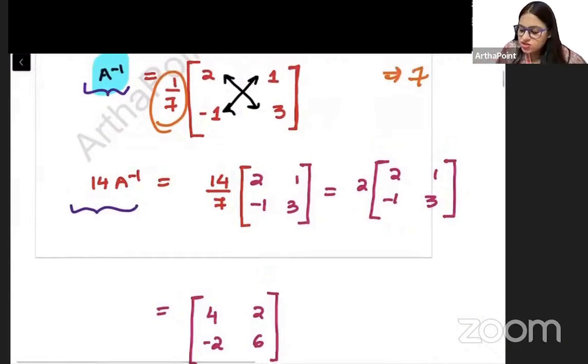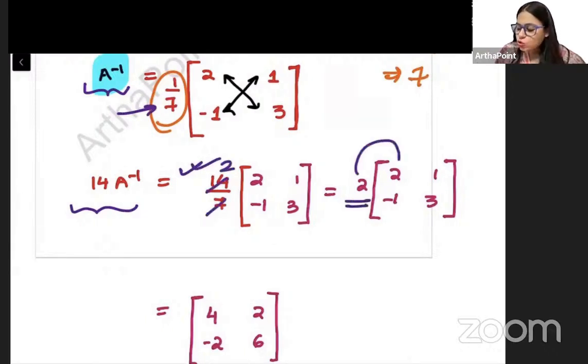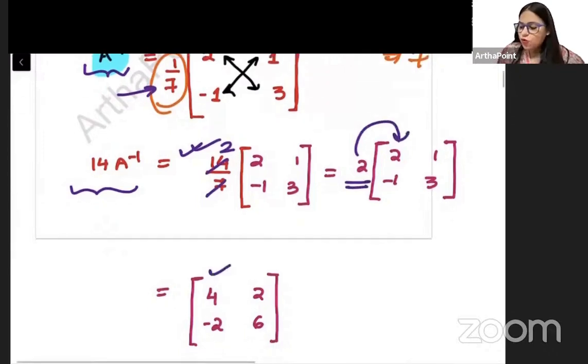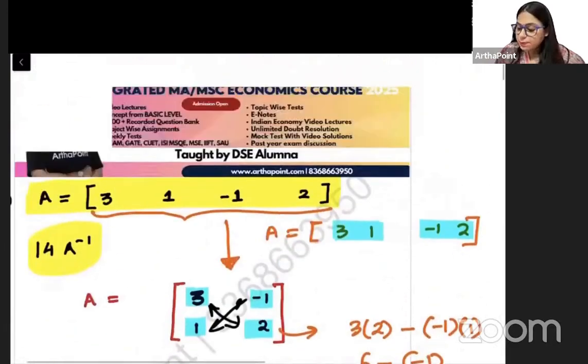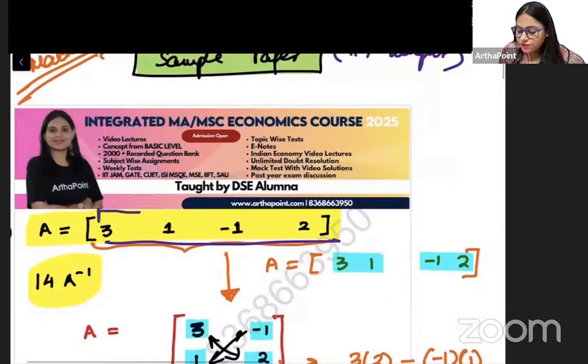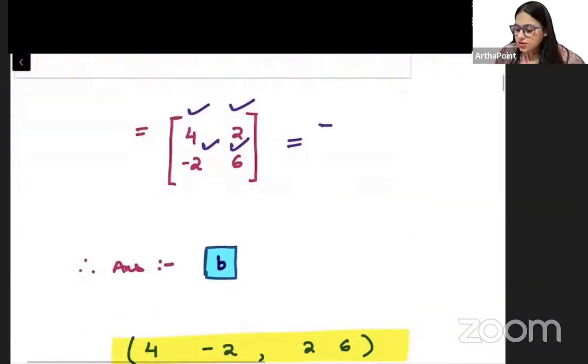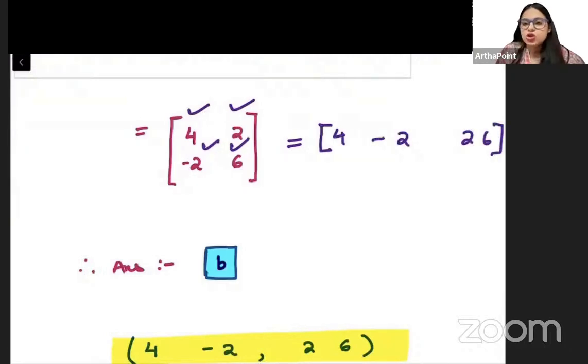So now I have multiplied this with 14, so I get 14 here. 14 by 7 is simply 2, and when 2 goes inside, it becomes 4, 2, -2 and 6. Remember, when I picked this up, I wrote the first column first and the second column later, so I need to write it in a similar way. So this is going to be my answer: 4, -2, 2 and 6.